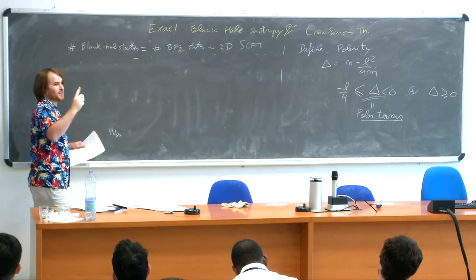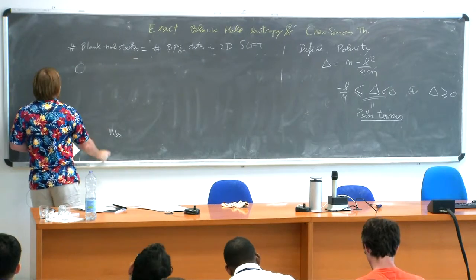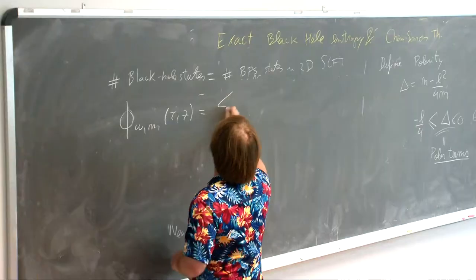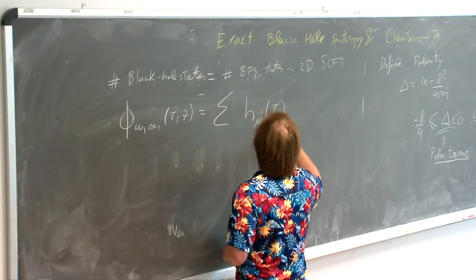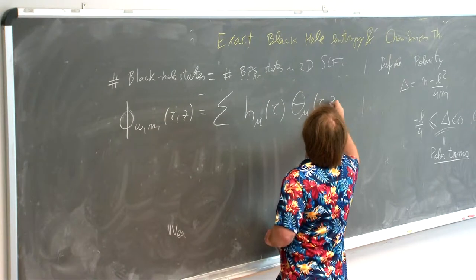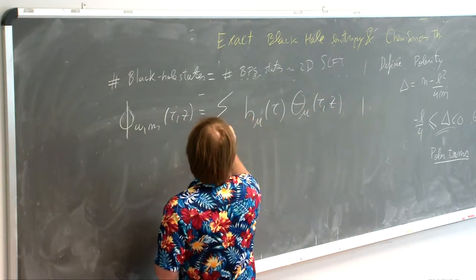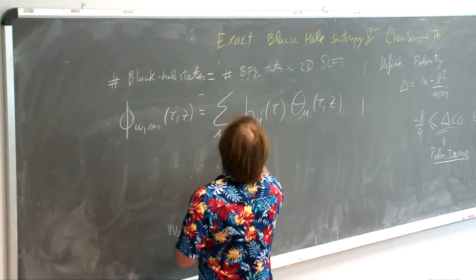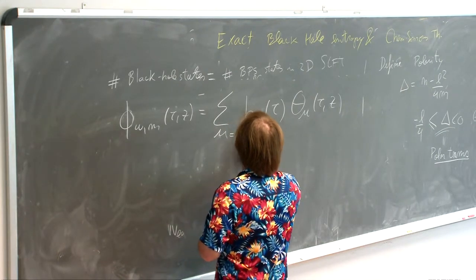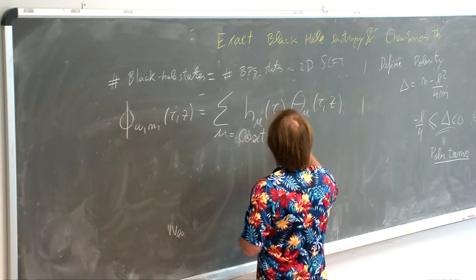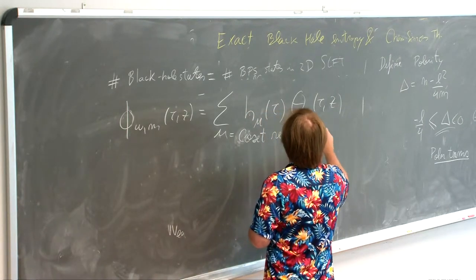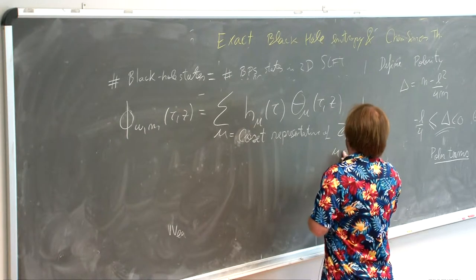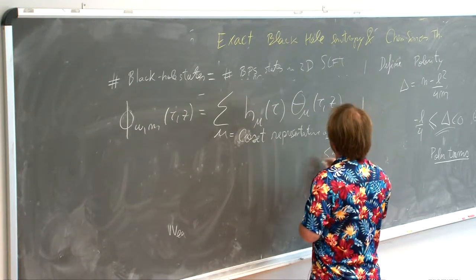It happens that because of elliptic translations, you can write the Jacobi form the following way: as a sum over mu of h mu(tau) theta m,mu(tau, z). I'll just explain what that is. This mu is a coset representative of z mod 2m. It can be, for example, mu from m to minus m.